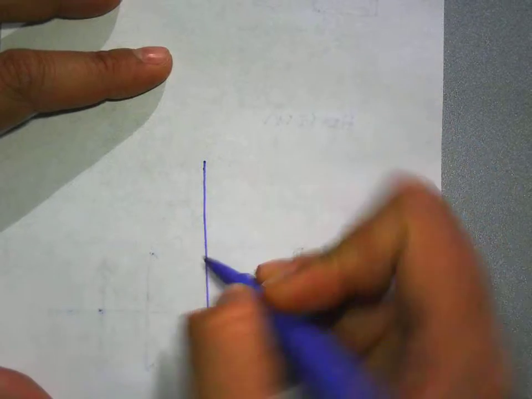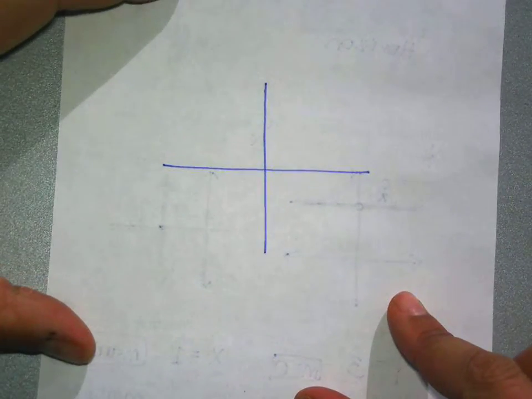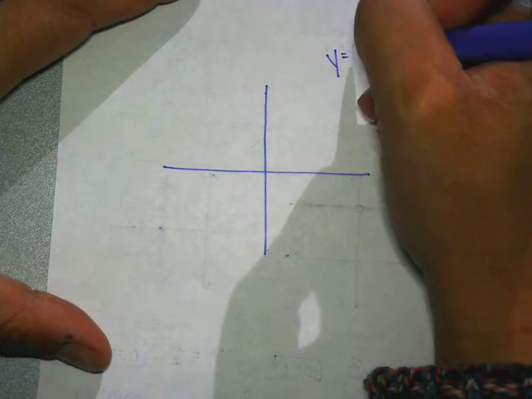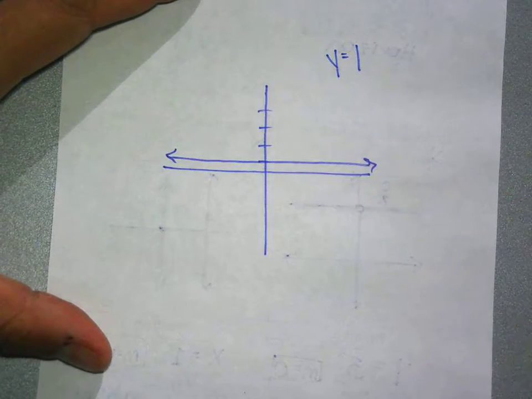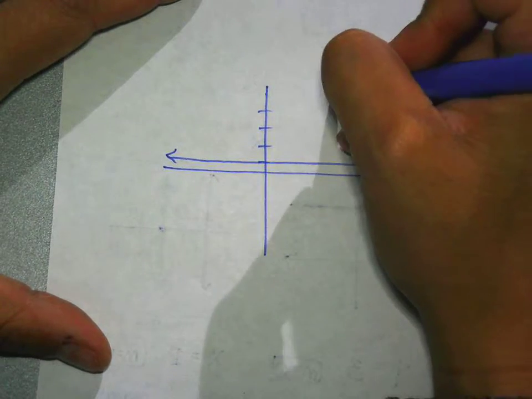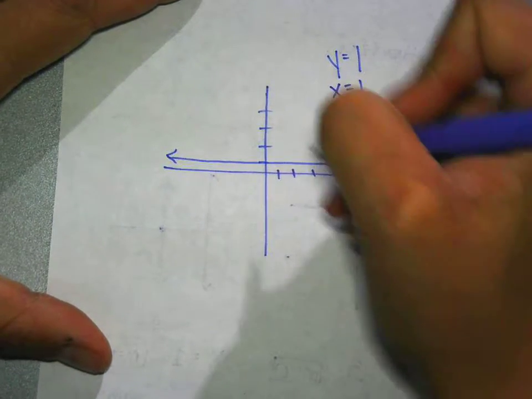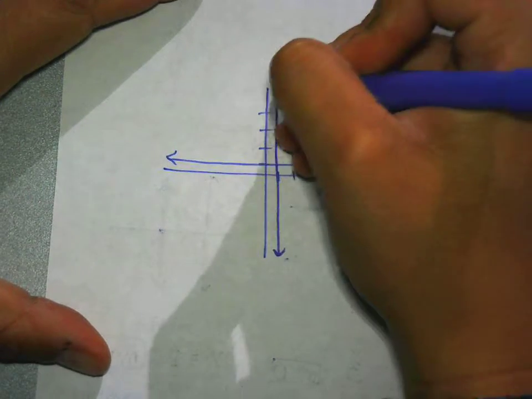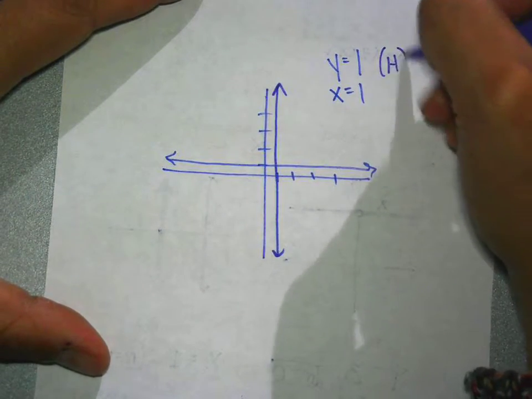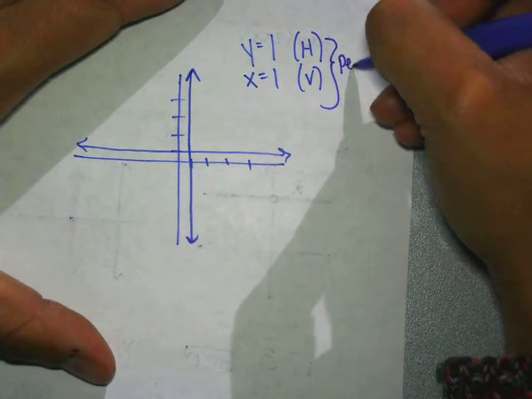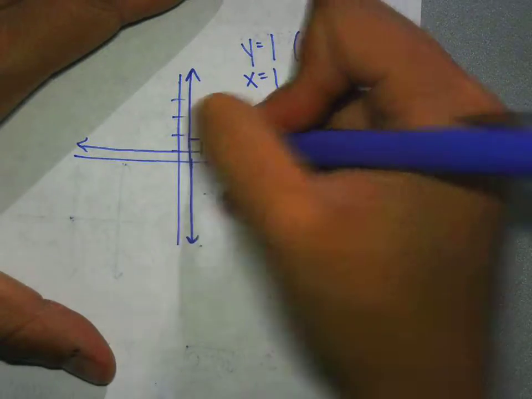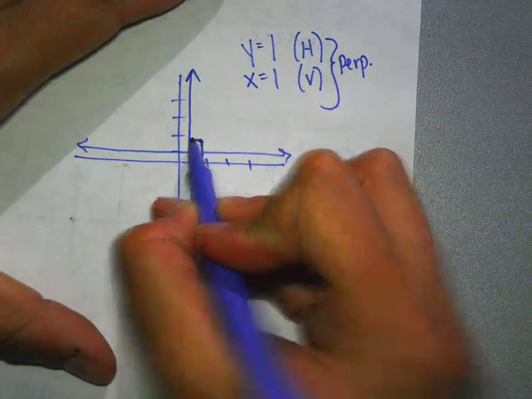And so one thing to know is that if given one horizontal line, let's say y equals 1, and one vertical line, so let's say x equals 1, if you have one horizontal line and one vertical line, they will always be perpendicular to each other. And that is because they have opposite slopes and they create a right angle.